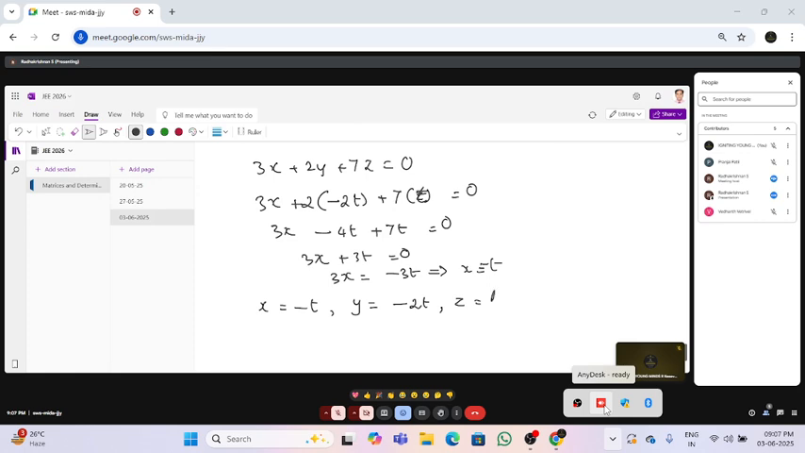z equal to t. So you put any value of t, you can determine the corresponding values of x and y. For example, if you put z equal to t equal to 1, the solution is z equal to 1, x equal to minus 1, y equal to minus 2. So that is one solution. If you put t equal to 2, accordingly you will get another, so you will get infinite solutions, which you can represent in parametric form like this.